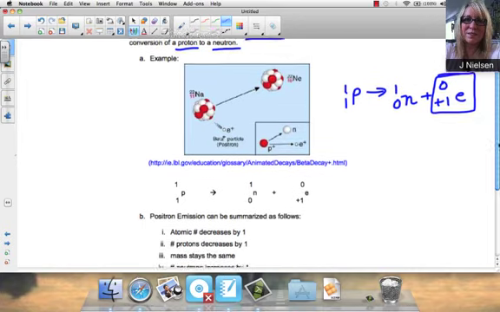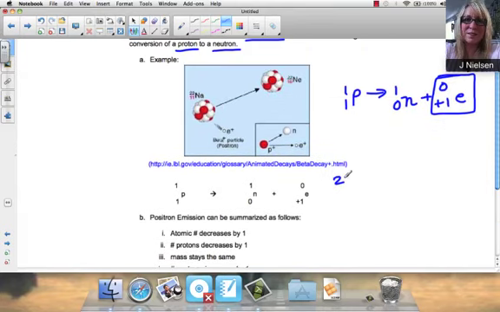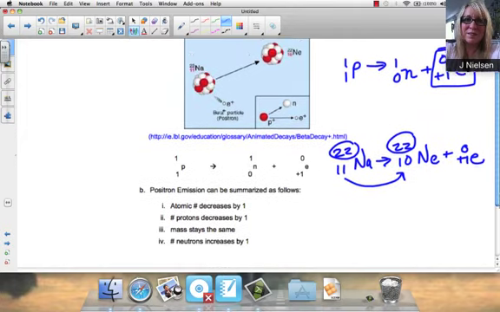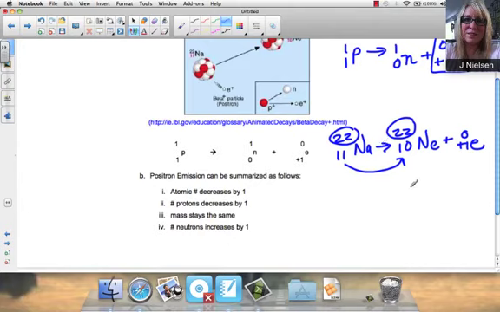What changes actually take place in positron emission? 22 11 Na going to 22 10 Ne plus 0 +1 e. So here you can see that the atomic number decreased by 1, which means that the number of protons decreased by 1. The mass stayed the same, 22, and the number of neutrons actually increases by 1, because since the mass is the same, if the protons are decreasing by 1, then the neutrons have to be increasing by 1.